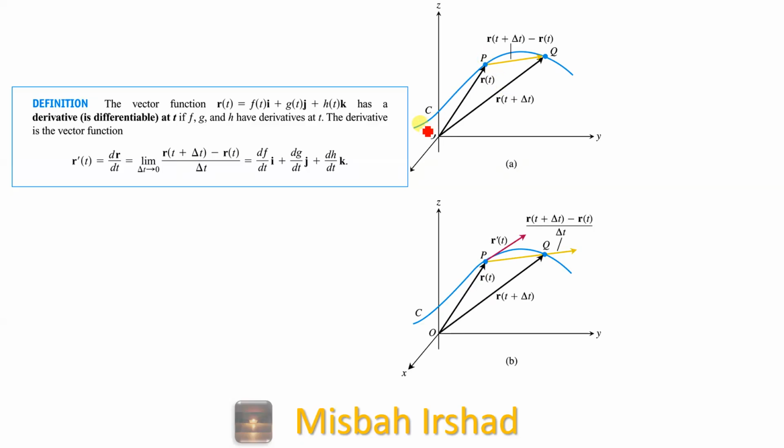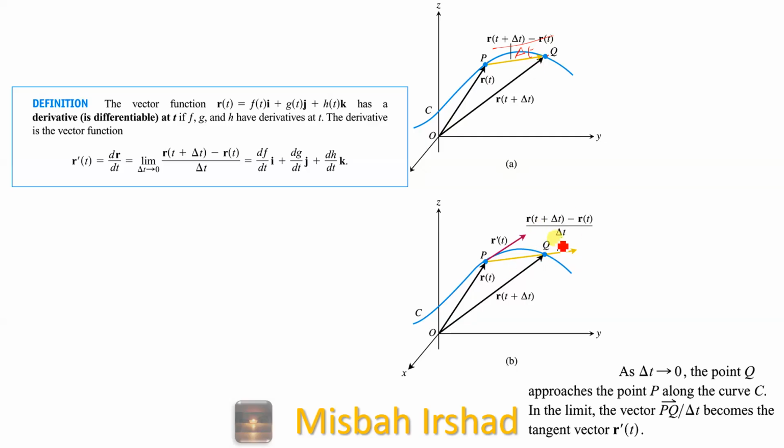Let's have a path of r(t), and let P be a point on the path, and let r(t) be the position vector of this point. Similarly, we have another neighboring point Q whose position vector is r(t plus delta t). The difference of these two is the vector PQ, and let's divide this by delta t. Delta t approaching 0 means Q approaches P. So when Q approaches P, this vector becomes this vector, and this is the tangent vector.